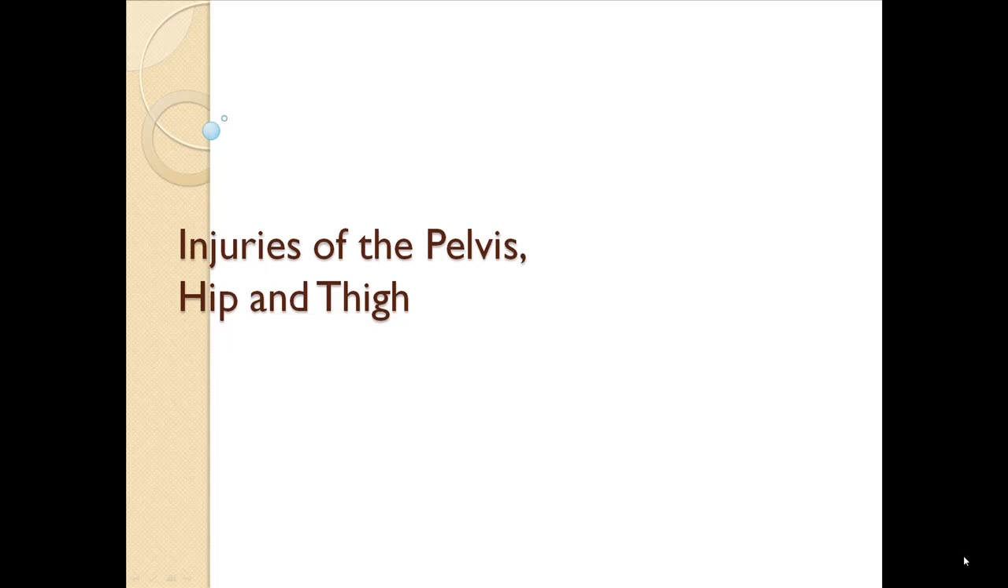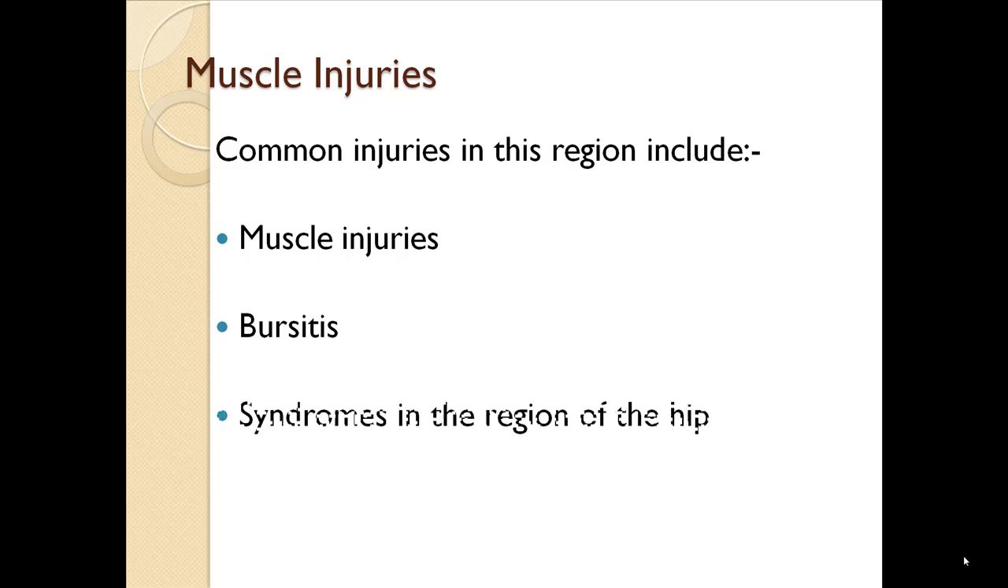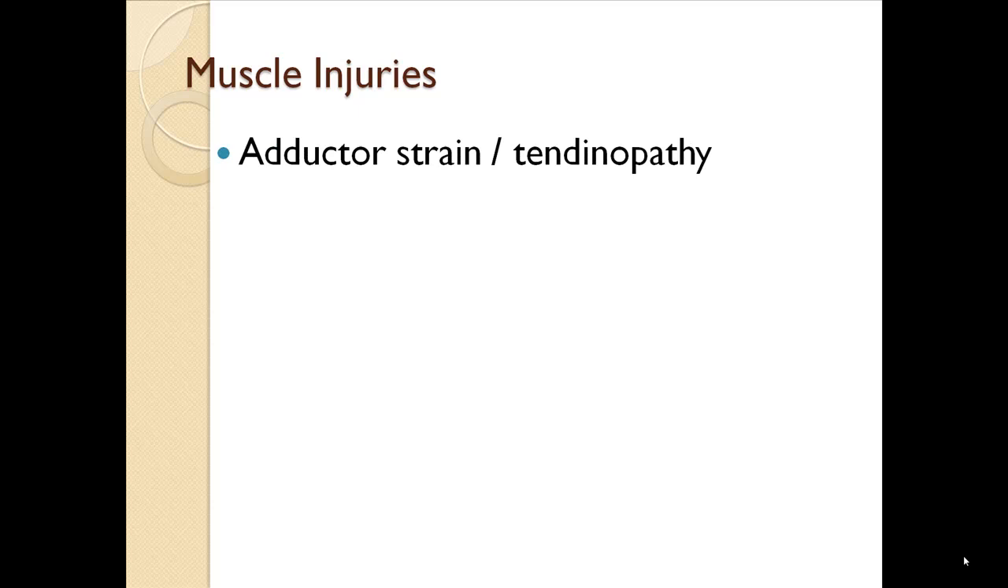So moving on to the soft tissue injuries associated with the pelvis, hip and thigh region. We can break these injuries down into the various tissue types. So the common injuries to muscles and associated tissues include muscle tears themselves or irritation, inflammation of some of the bursae associated with the muscles, and certain syndromes associated with the region of the hip.